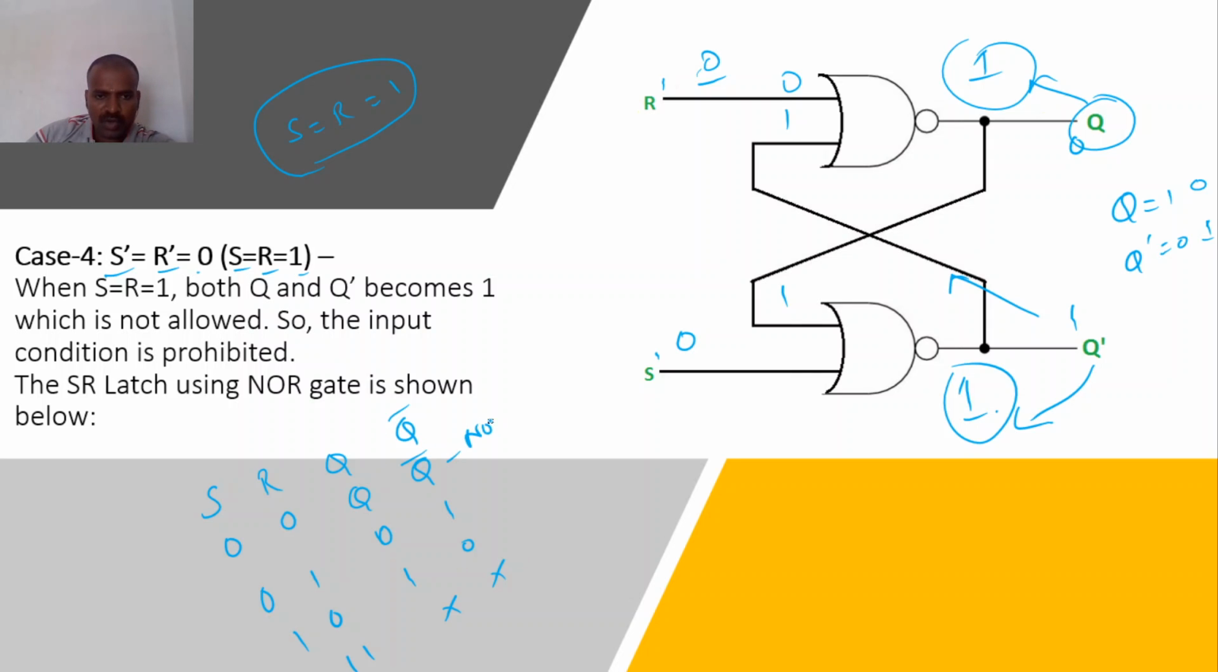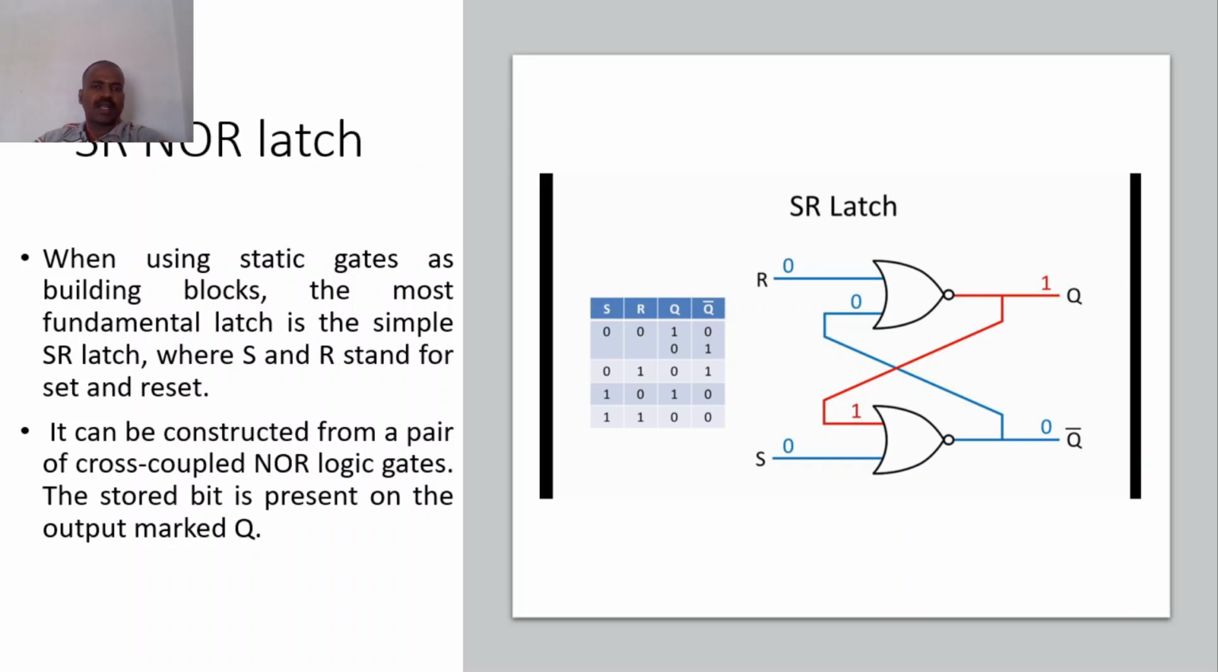So this condition is called the no change condition, case number 1, and this condition is called reset, case number 3, and this is called set, case number 2, and this is called forbidden. We can't identify the output. This is case number 4. So I hope you guys understand the cross coupled NAND gate SR latch. Okay, so let me move to the SR NOR latch.